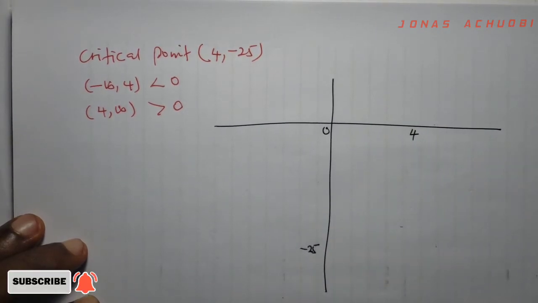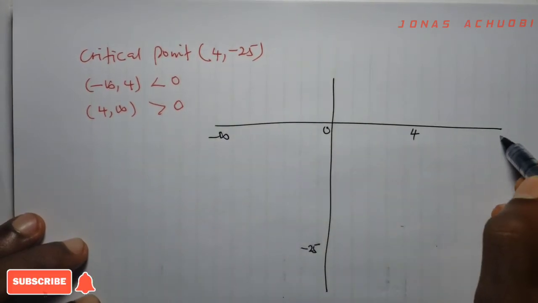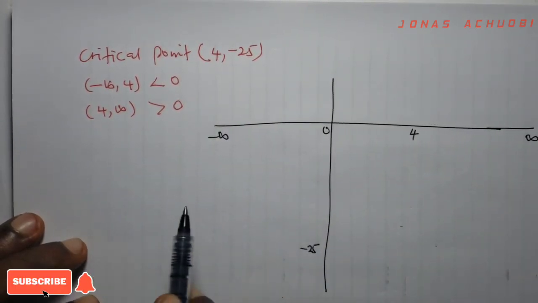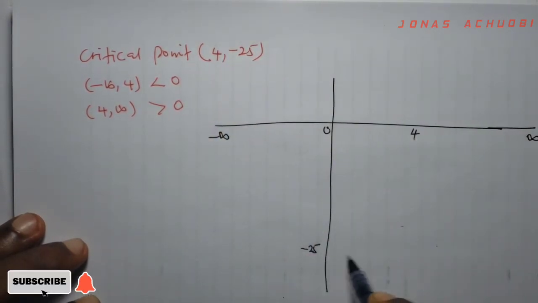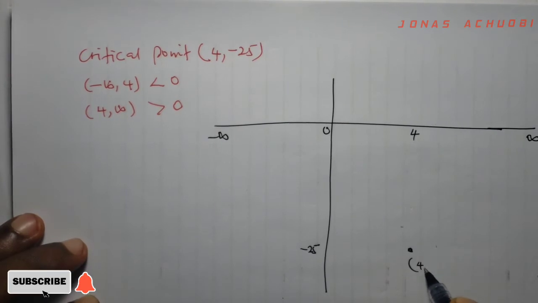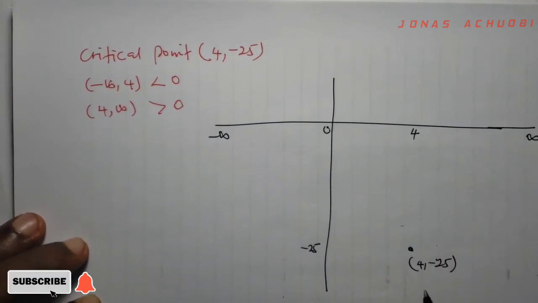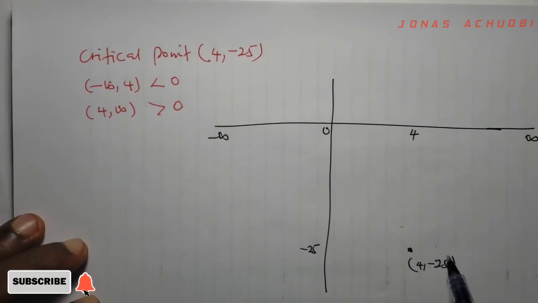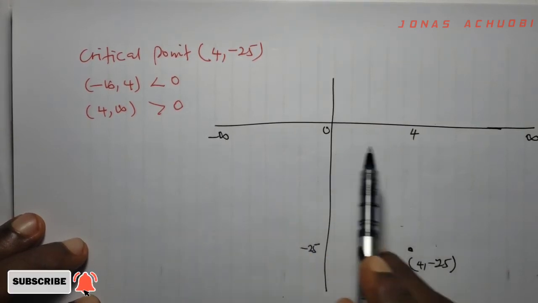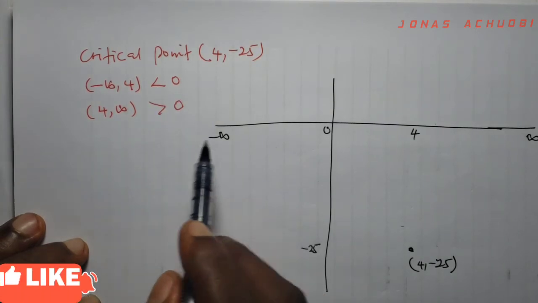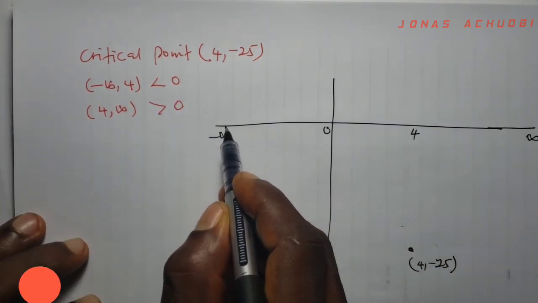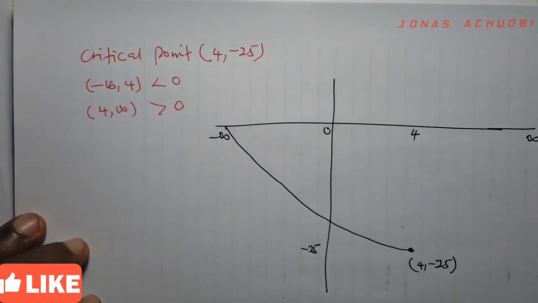Let's call it negative 25. So we have negative infinity to what? To infinity. So the critical point is 4, minus 25. So 4 is this point here. That's the point 4, minus 25. So this is the point where the slope will change either from negative to positive or from positive to negative. So the first interval from negative infinity to 4, what happens? That interval is a decreasing interval. So between this point and this point, the interval is this way, decreasing interval.